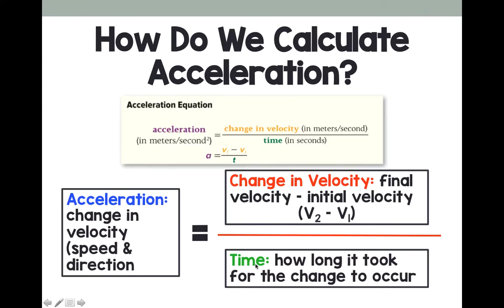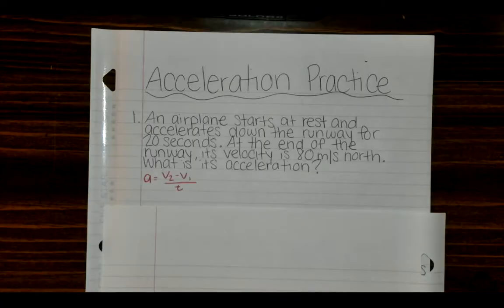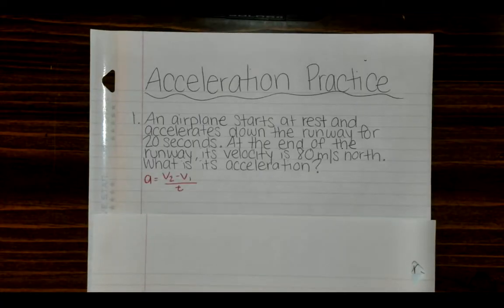over time. And time is how long it took for the change to occur. So the time is measuring how long did it take for the velocity to go from the starting velocity to the ending velocity. And these two combined, when we divide the change in velocity by time, that gives us our acceleration. Now, we're going to go ahead and practice calculating acceleration.